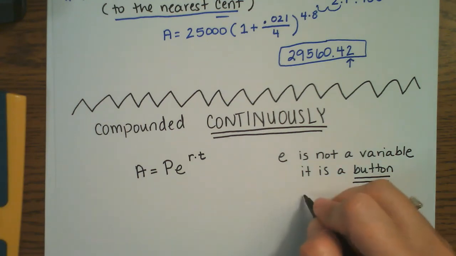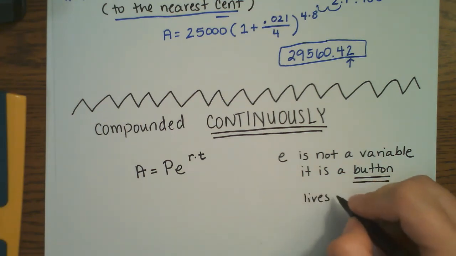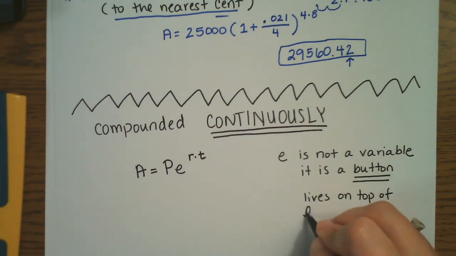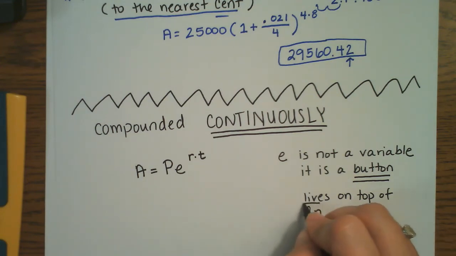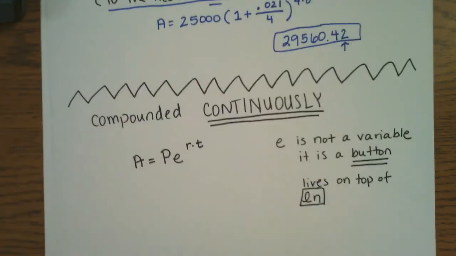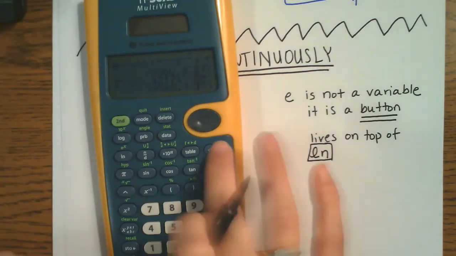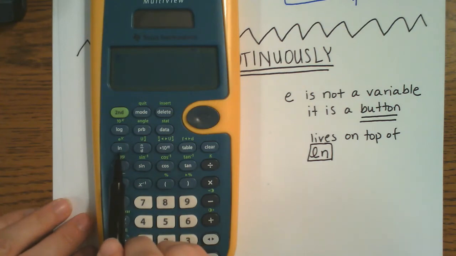And it lives on top of, it looks like an IN, but it's an LN button on most calculators. So this is an LN. It looks like IN, but it's an LN. And right here, I can see E. Right there. You see the E?